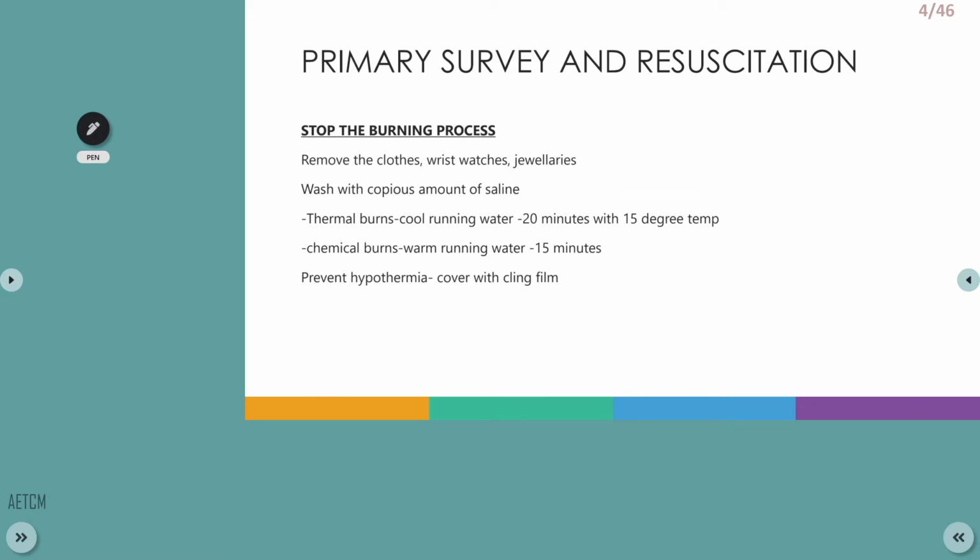If it is a thermal burn, we can use cool running water for irrigation, and irrigation must be done for up to 20 minutes at a temperature of 15 degrees. And if it is a chemical burn, it is better to use warm running water for 15 minutes.